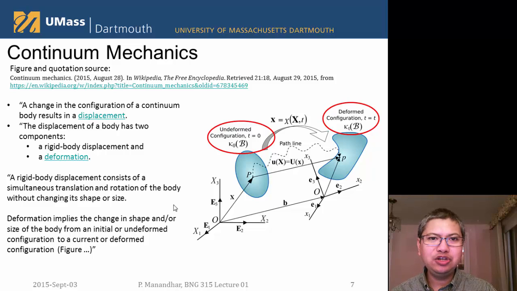Now, oftentimes in an introductory mechanics course, for example in physics, people will not go directly into continuum mechanics because it's much more complex mathematically than classical mechanics. However, in biomechanics, we tend to introduce the student to continuum mechanics sooner.